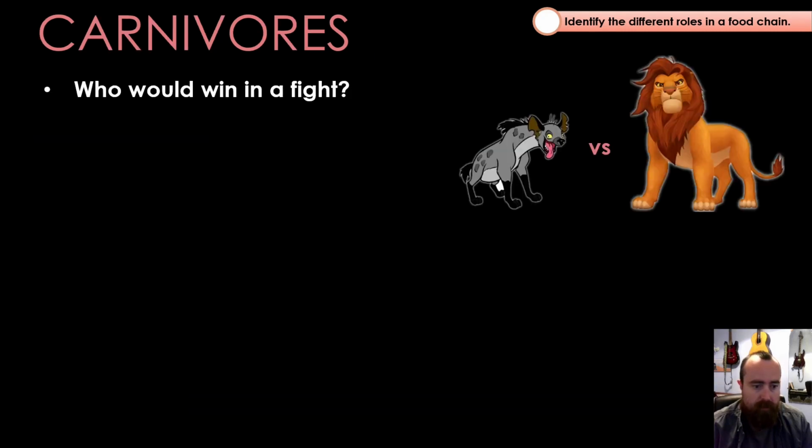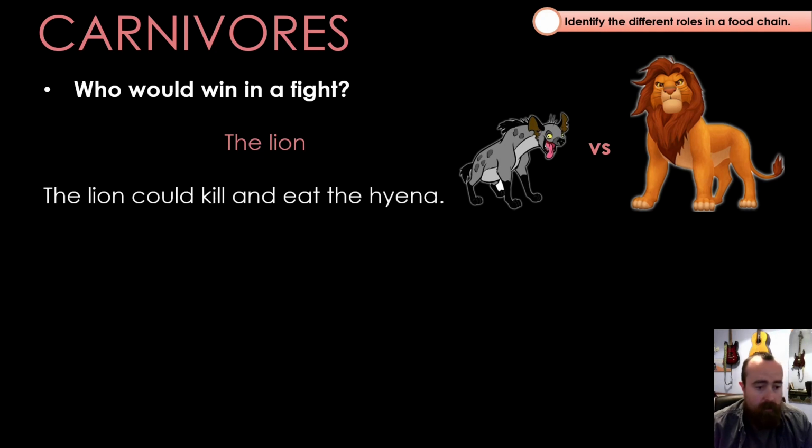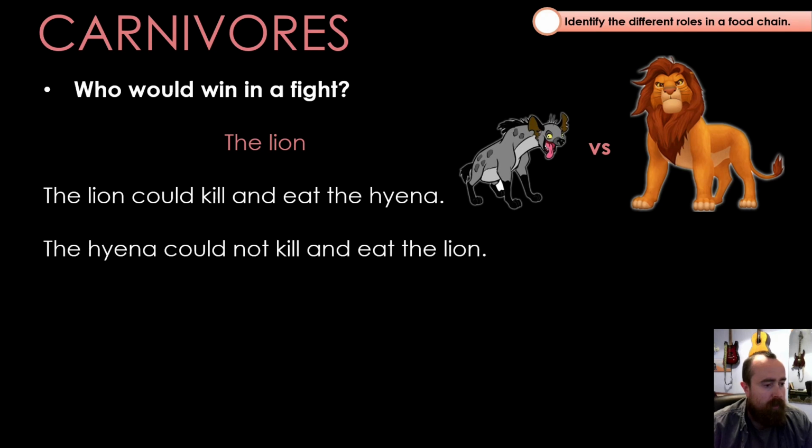Right, back to the serious questions. Who would win in a fight between a hyena and a lion? Hopefully you come to the conclusion that the lion would probably win. The lion could probably quite easily kill and eat the hyena if it wanted to. The hyena, though, would have a much harder time doing the same thing. It probably couldn't kill and eat the lion.